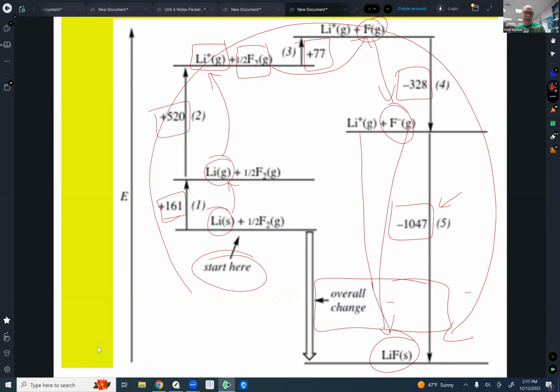So we're going to put all these pieces together. 161 plus 520 minus 328 minus 1047, and your answer is negative 694. Kilojoules is the unit on that one. So kilojoules is the unit, heat. All right, question number 2.